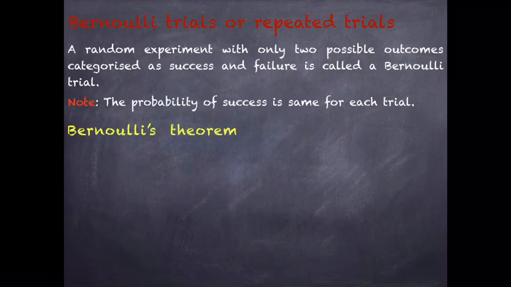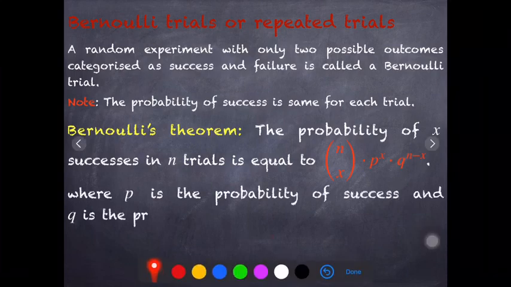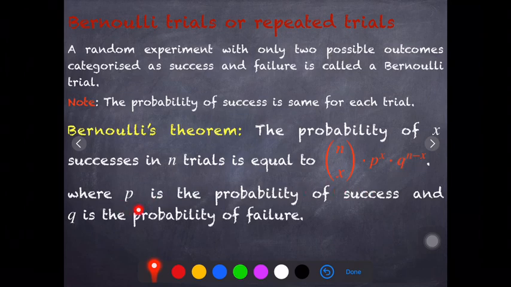Now moving to the Bernoulli theorem: the probability of x successes out of n trials is equal to nCx p power x q power n minus x, where p is the probability of success and q is the probability of failure. Remember, this notation stands for nCx. That is nothing but your nCr. In place of r I am using x, that's it.